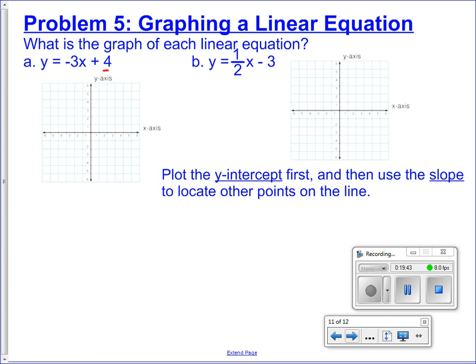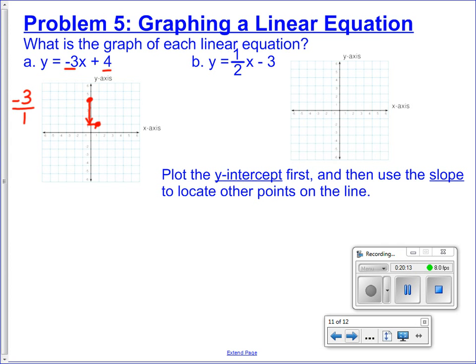All right, in our first equation, I'm going to start at my y-intercept. So on the y-axis at 4, I'm going to plot my very first point. My slope is negative 3. Negative 3 can be written as negative 3 over 1. So I have a rise of negative 3, which would be a downward direction, and a run of 1.